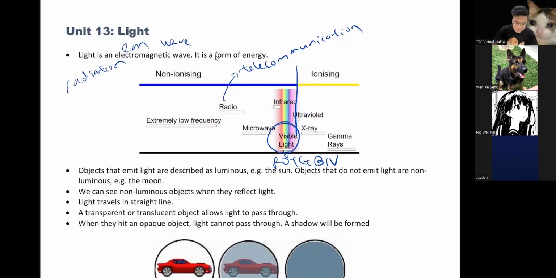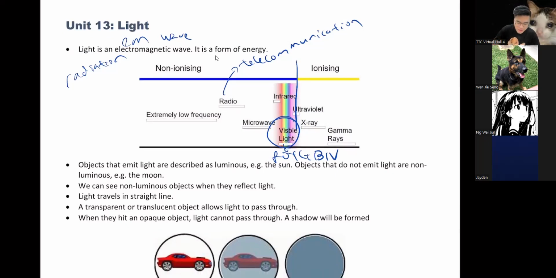So this would be your light. So light is a type of, as you can see, the first point here, light is an electromagnetic wave. So we have 7 types of electromagnetic wave. Light is just one of it, the only electromagnetic wave you can see. You cannot see radio wave, you cannot see microwave, you cannot see infra, ultra, X, or gamma ray. You can only see visible light. This is the only electromagnetic wave that you can see. All right, I've repeated many times already.